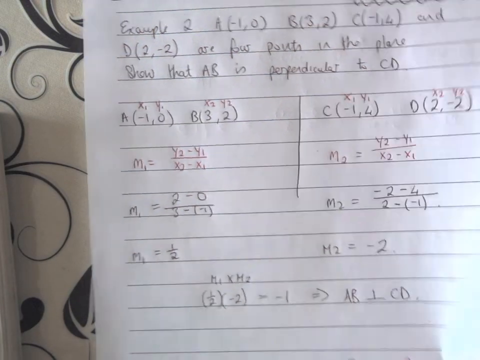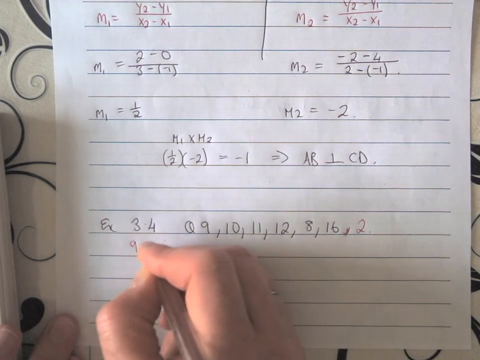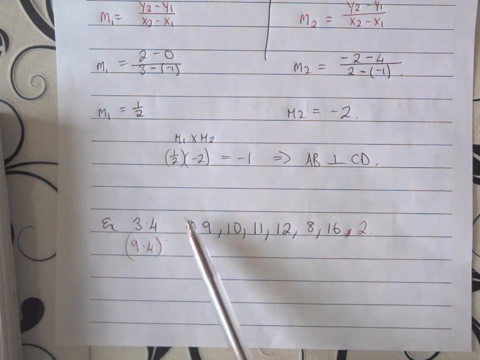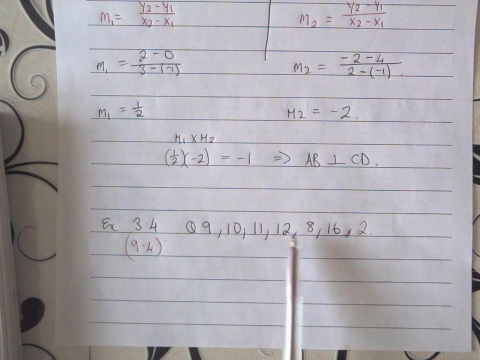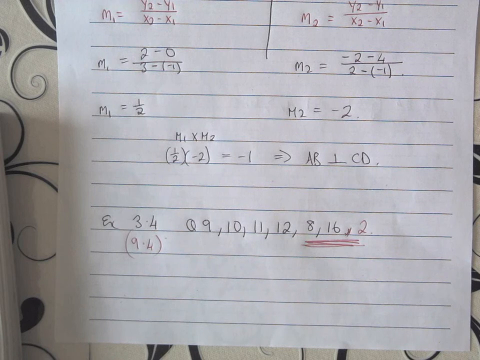Okay, so homework is exercise 3.4, or if you're in the new edition of the book, it's 9.4. Questions 9, 10, 11, 12, 8, 16 and 2. These are the ones that are to do with the graphs and finding the rise over run. Okay, give them a go. Any problems, let me know.